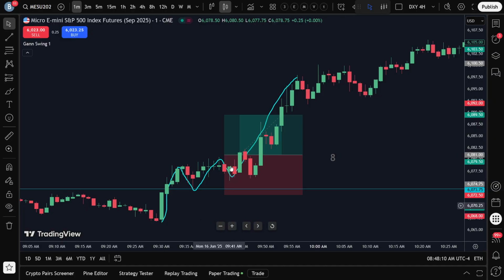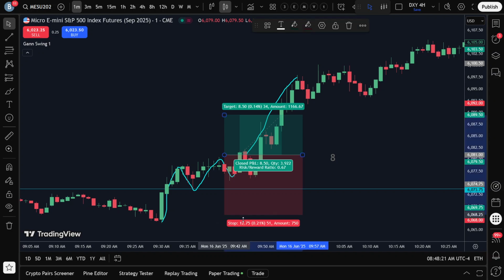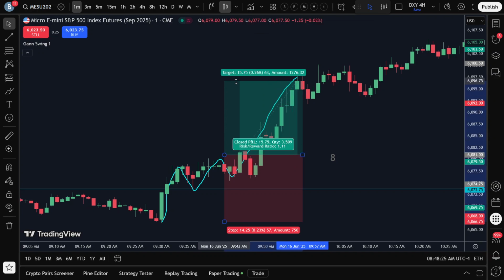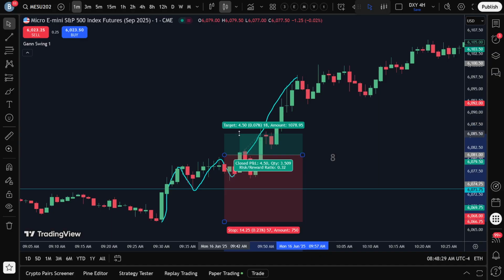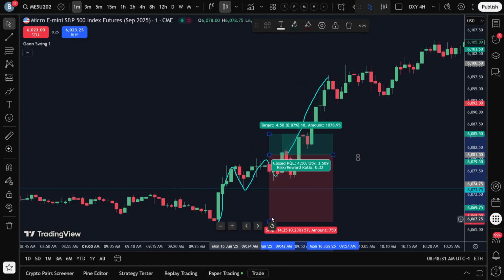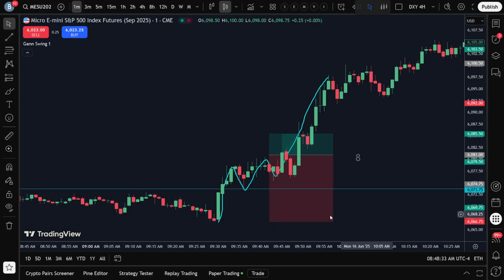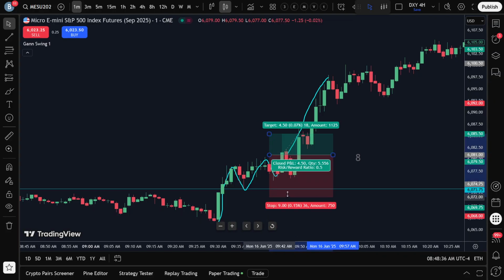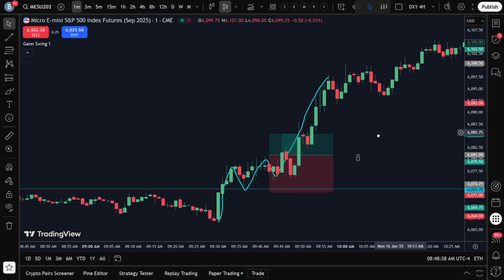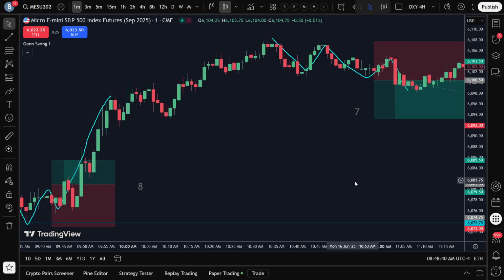So here we entered after the second swing, and then the stop was here. You could have done this and you would have gotten a bigger trade, 15 points, but we did 8 points here. All right, so that's your first win of the day on Monday.